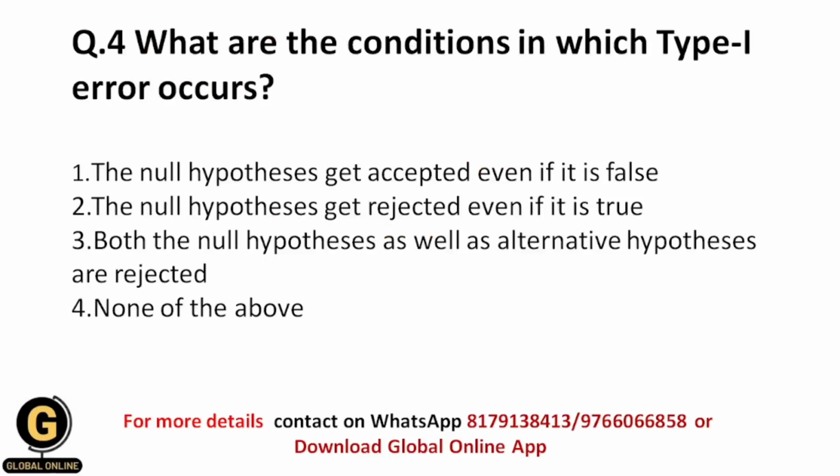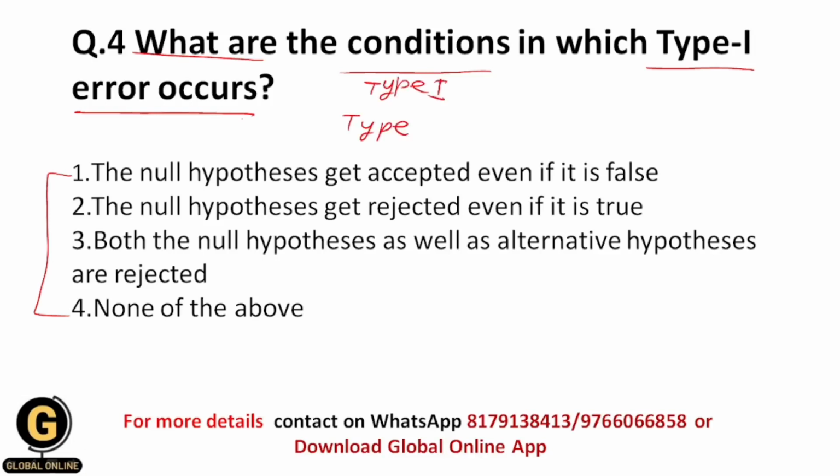Now in this question, what are the conditions in which type 1 error occurs? Here they have given us the conditions and asked which is the condition in which type 1 error occurs. Let us see what the type 1 error is. Whenever we do hypothesis testing, there are two types of error. First is type 1 error, and the second is type 2 error.